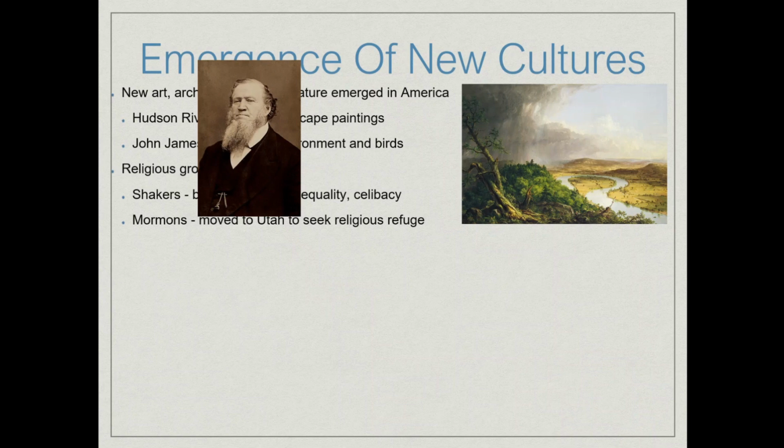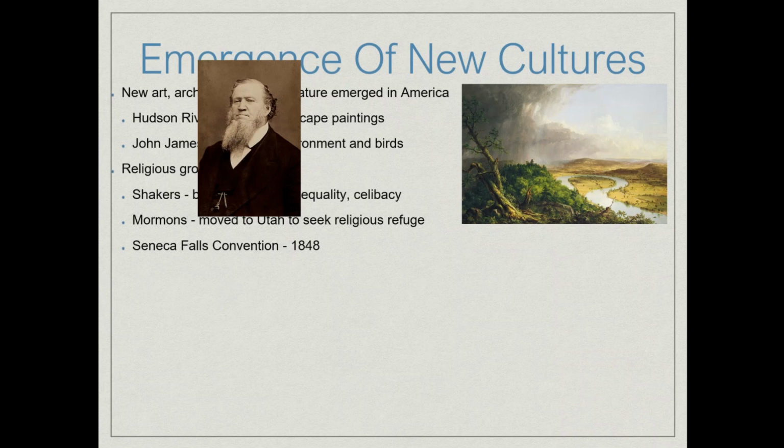The Mormons is a new religion that was going to be created by Joseph Smith. He's eventually going to be martyred in Illinois. Brigham Young will take over, and he'll move to Utah. Mormons were disliked by a lot of Americans because they did practice polygamy. Also, they had a whole new Bible that Joseph Smith discovered, the Book of Mormon.